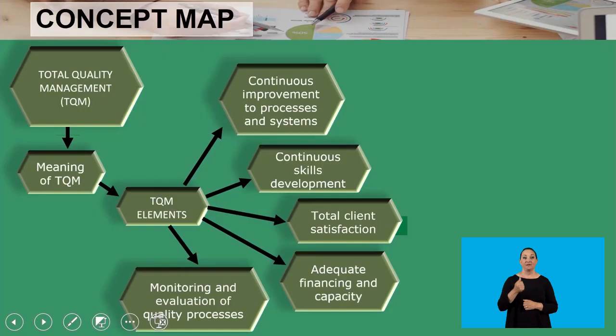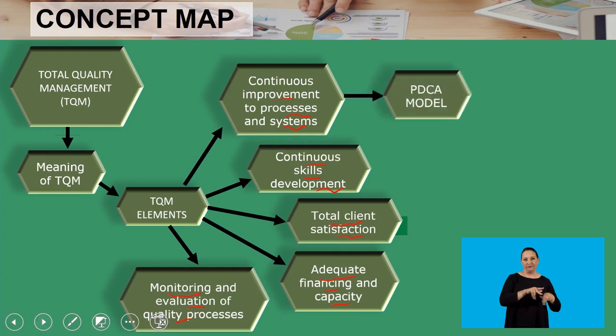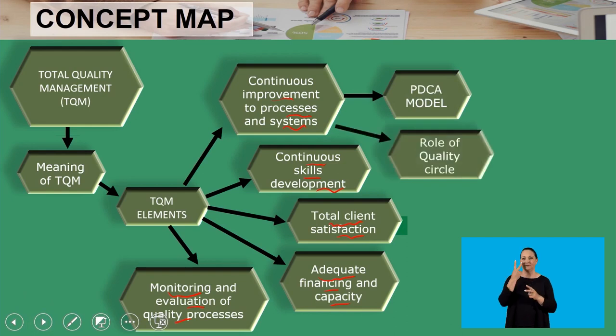So we'll be looking into continuous improvement to processes and systems. We'll further look into continuous skills development as a TQM element. Then we'll look into total client satisfaction as an element, then adequate financing and capacity, then monitoring and evaluation of quality processes. Then we'll also look into the PDCA model and the role of the quality cycle.